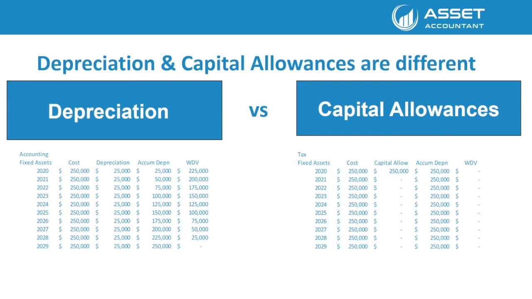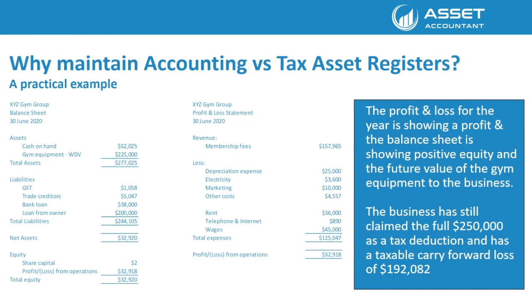But for capital allowances on the right-hand side, you'll see that that $250,000, because we can deduct that using Division 40, allows us to claim that completely up front, and you'll notice that we write that down to zero from day one. That effectively summarizes the difference of our accounting versus tax, and this is what Asset Accountant can do for you. So as you'll see, we've got a much healthier balance sheet and P&L.